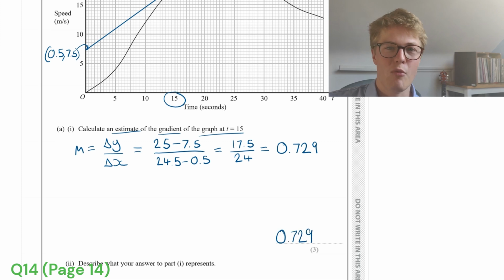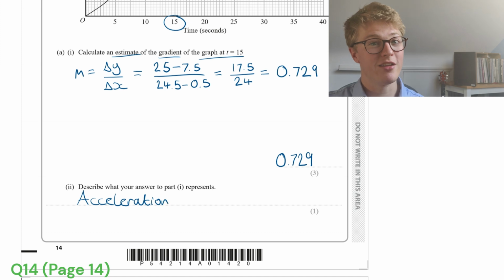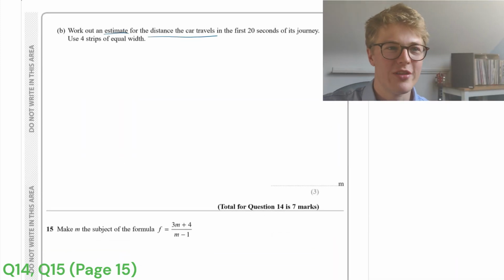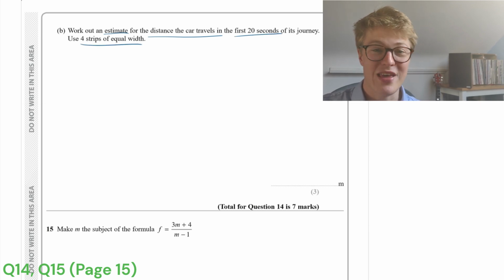Describe what your answer to part 1 represents. The answer is acceleration, because this is a speed-time graph and we found the gradient of the speed-time graph, which is therefore acceleration. Work out an estimate for the distance the car travels in the first 20 seconds of its journey. Use 4 strips of equal width.